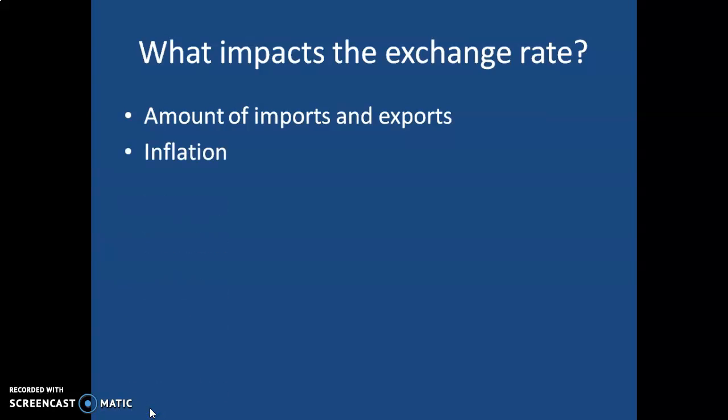Inflation. If you have high inflation, that will tend to make the currency depreciate. So we would be looking at the inflation rate in the United States, say, versus the inflation rate in Japan. If the United States has a higher inflation rate, that will tend to make the US dollar depreciate against the value of the yen. If, on the other hand, Japan has a higher inflation rate, then the value of the US dollar vis-a-vis the yen should appreciate.